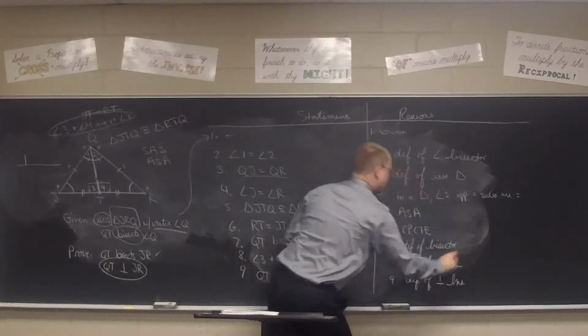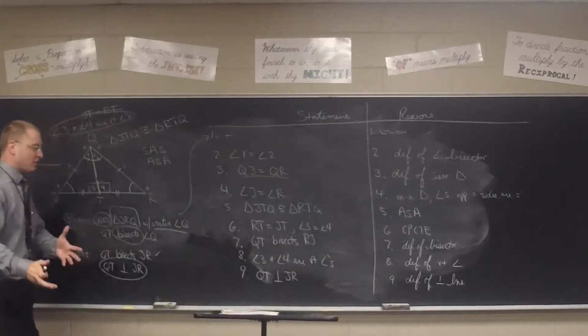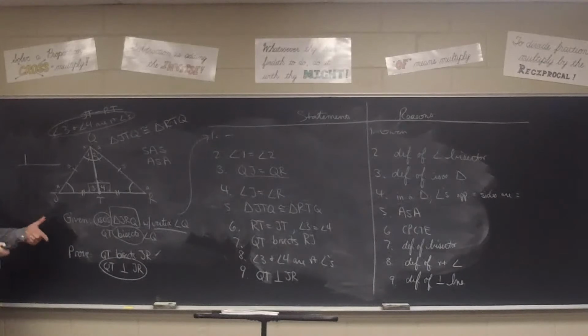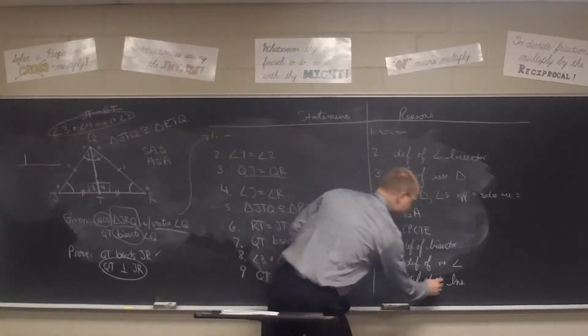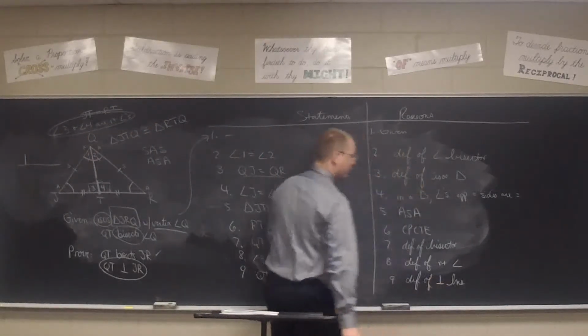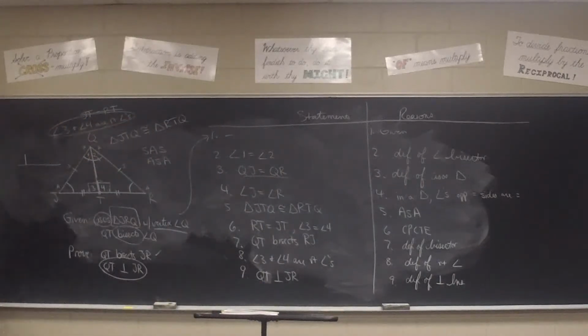How do I know they're perpendicular? Because we have right angles. And perpendicular lines make right angles. That's the definition of perpendicular lines. Finish out that perpendicular symbol. And there we go. Questions on this proof now.